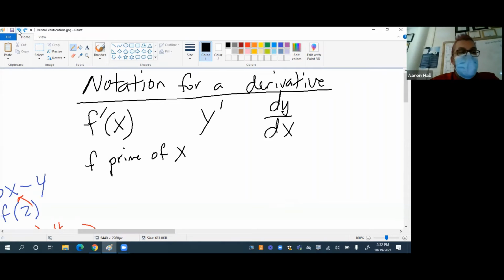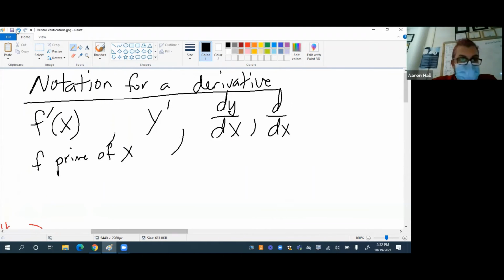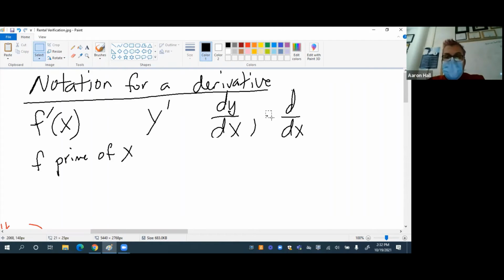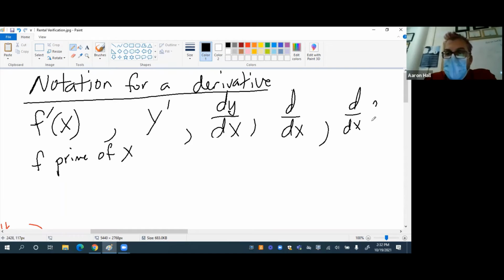Another one would be, you can even simplify it to d dx. That's an acceptable way of, in fact, I feel like I'm crowding it a little bit. Let me go back. I'll just move this over. Or I could even say something like d dx of f of x. That would also be an acceptable way to refer to a derivative.